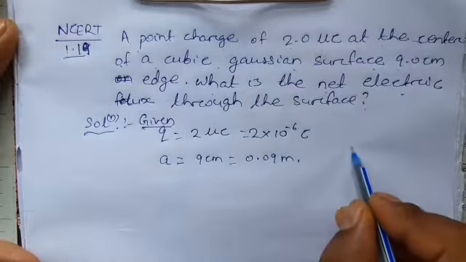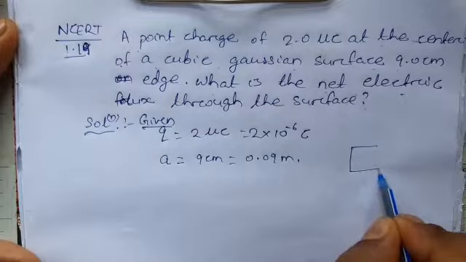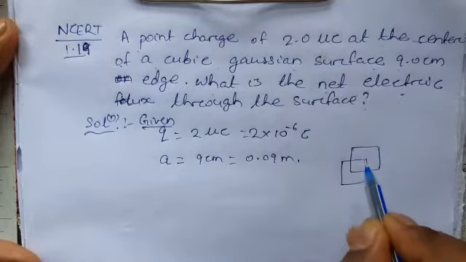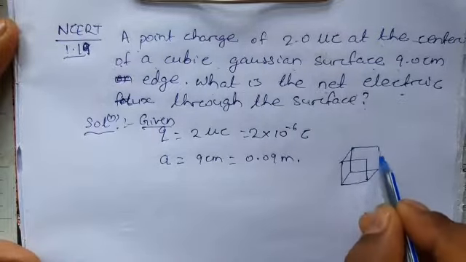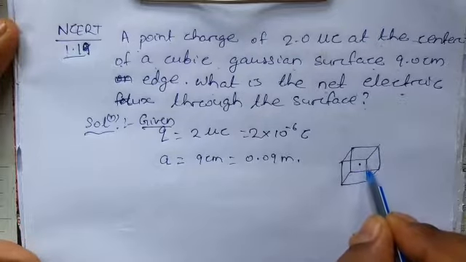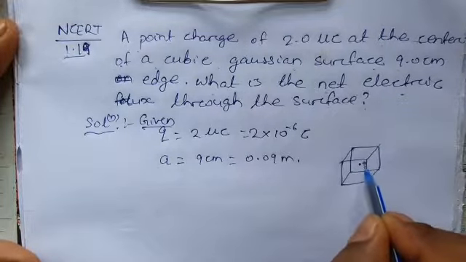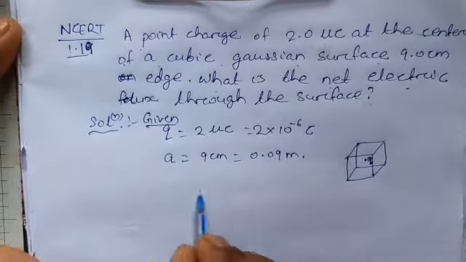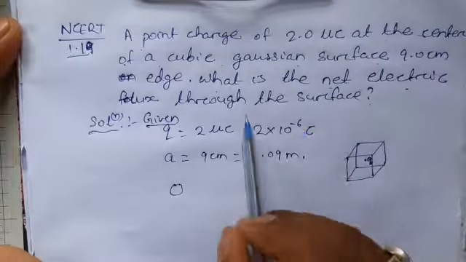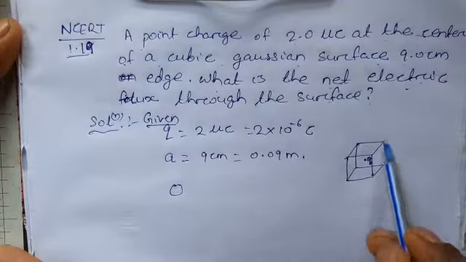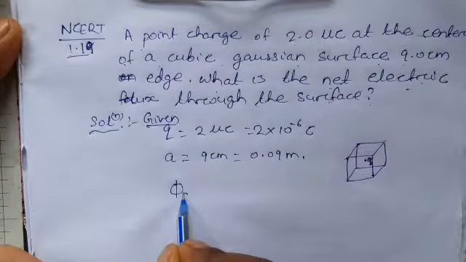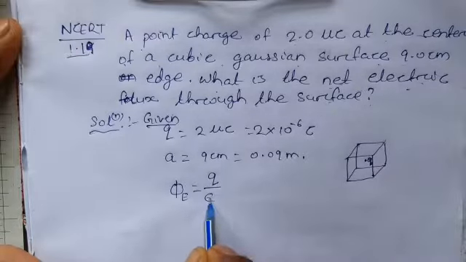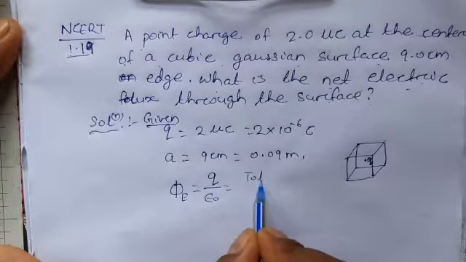So I can draw the cube like this. I can say this is the cube, and the charge enclosed by the cube is Q, that is 2 into 10 to the power minus 6 coulomb. Then the net electric flux through the surface, means total surface. So I can say the total flux through the surface is equal to the total charge enclosed divided by epsilon naught.